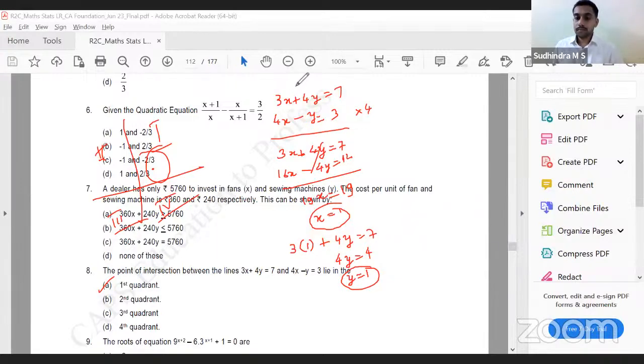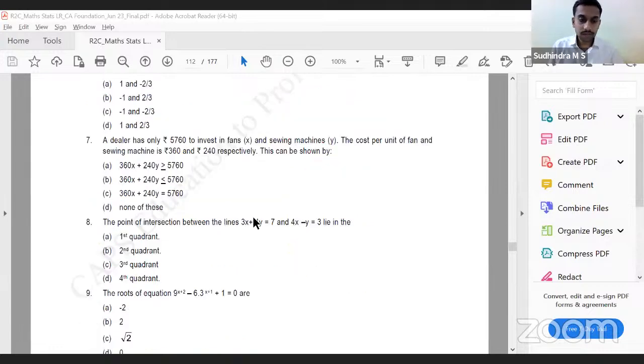Sir, or can we find 4 points and then draw a line and find whether it is in the first or second quadrant? That can be done. Again, I think it's a waste of time, no? Finding out 4 points and drawing the line is not required. Okay, sir.